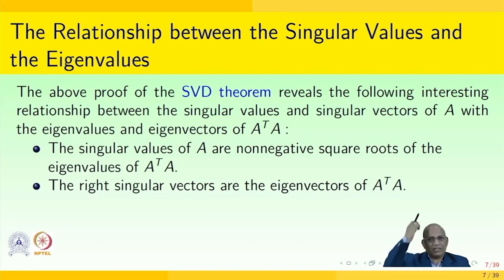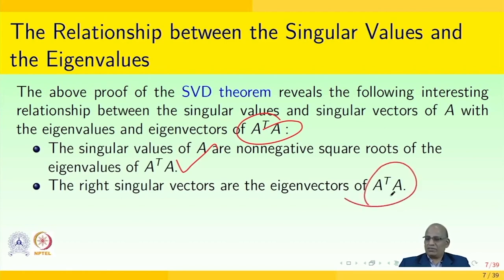Now the relation between the singular values and the eigenvalues. The above proof of the singular value decomposition theorem reveals the following interesting relationship between the singular values and singular vectors of A with the eigenvalues and eigenvectors of A transpose A. The singular values of A are the non-negative square roots of the eigenvalues of A transpose A. The right singular vectors are the eigenvectors of A transpose A.